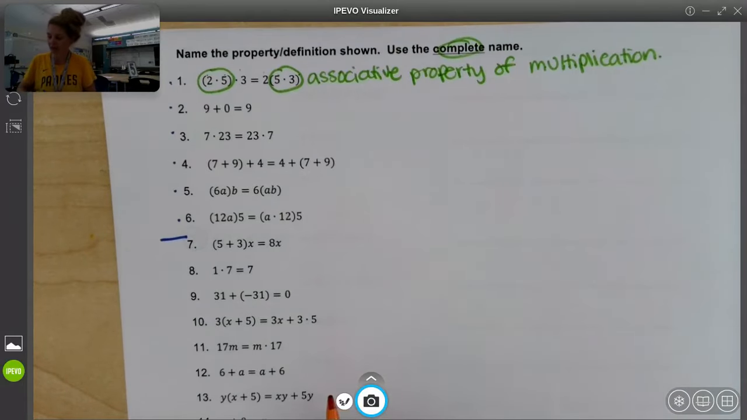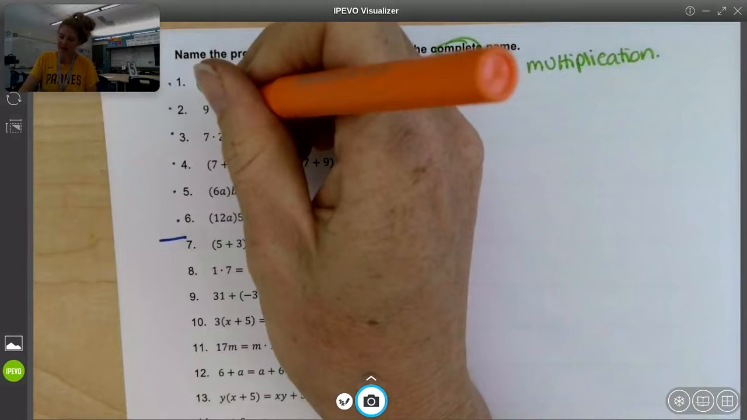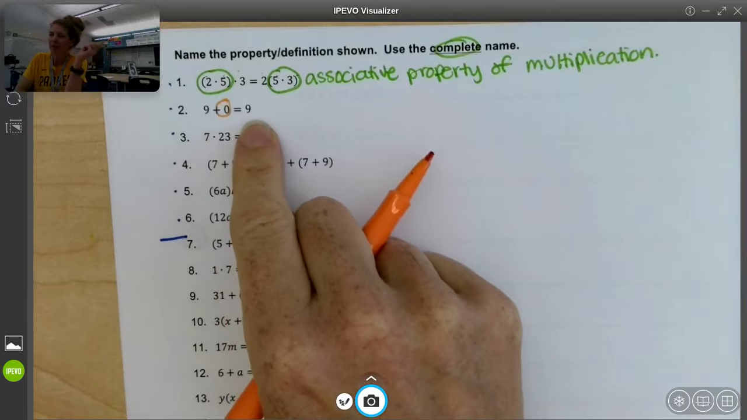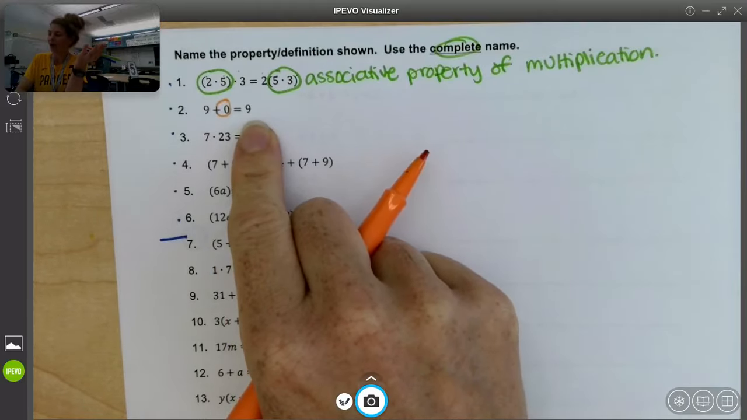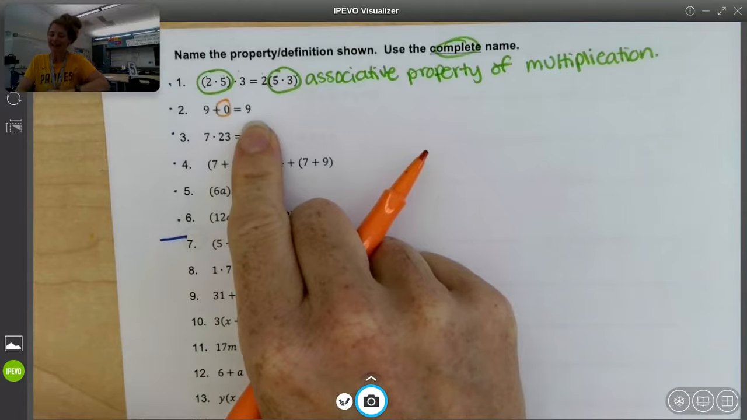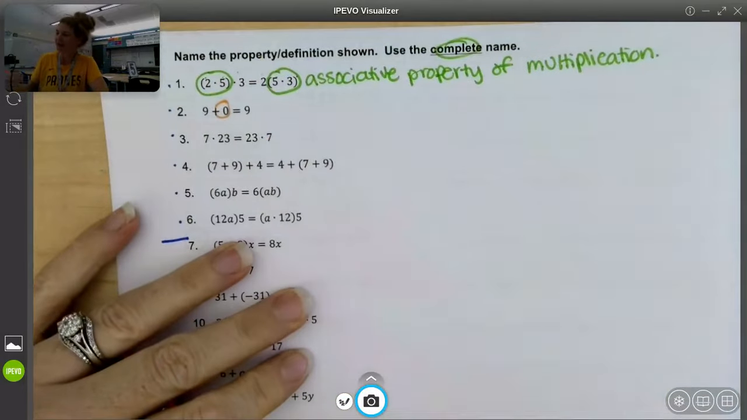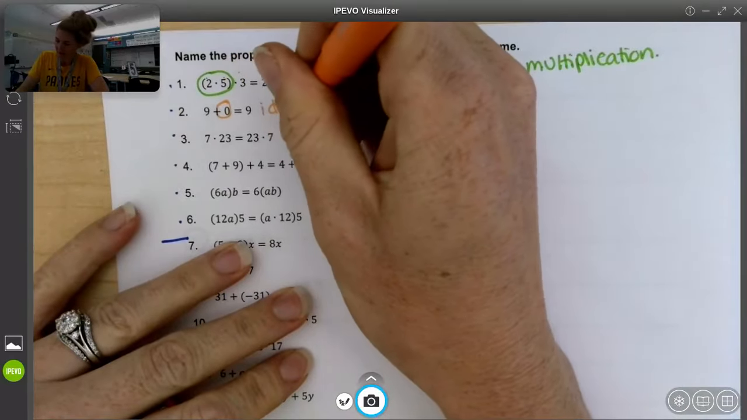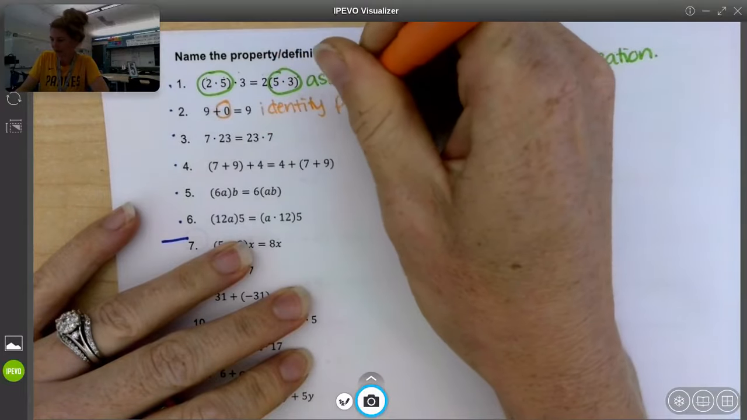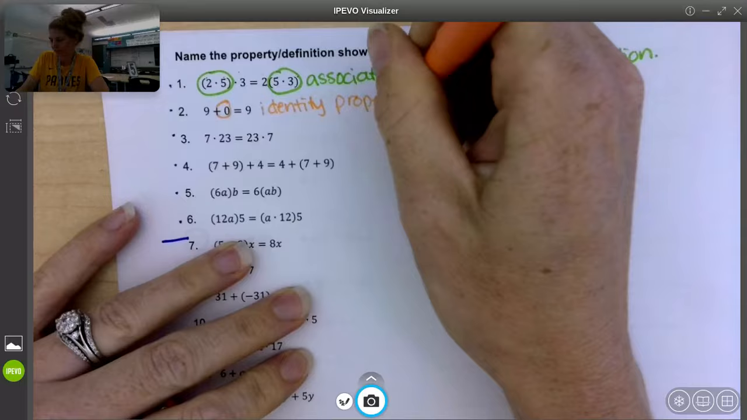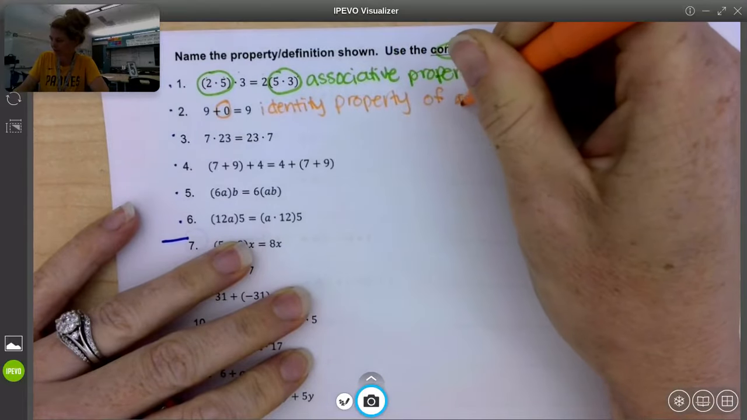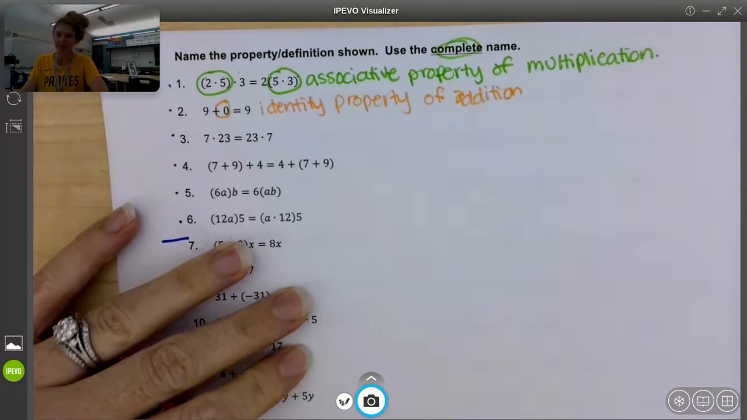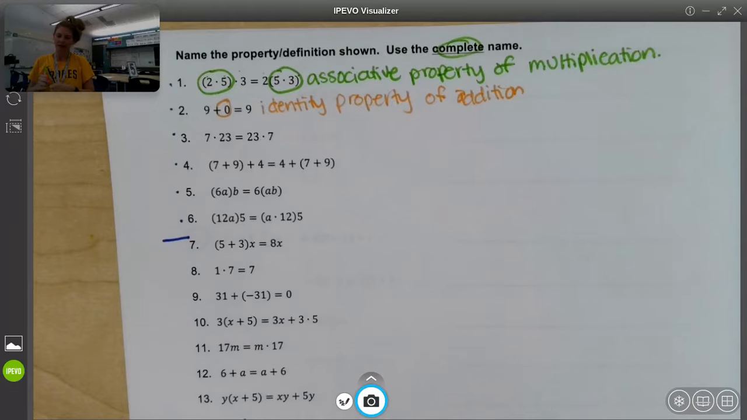So let's take a look at what our next one is. It says 9 plus 0 is 9. So I'm adding 0 to a number and not changing it. Oh, I know something that's not changing. That's an identity property. And it's adding, so it's the identity property of addition. No shortcuts here.